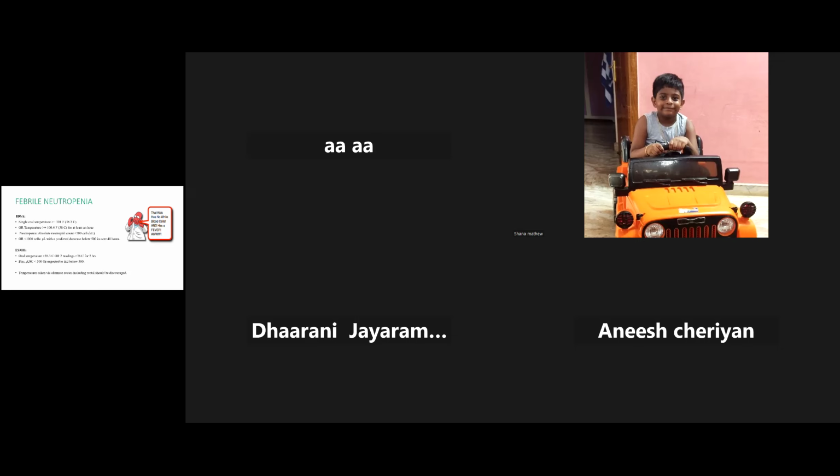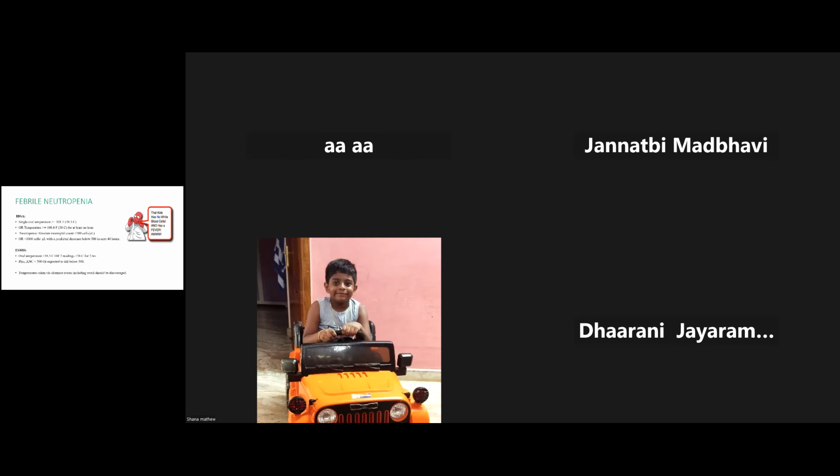Neutropenia, either an absolute neutrophil count of less than 500 or less than 1000 with a predicted decrease below 500 in next 48 hours. ESMO guideline says an oral temperature of same 38.3 or 2 readings more than 38 for 2 hours, along with the ANC of less than 500 or expected to fall below 500. Temperatures taken via alternate routes, including rectal, should be discouraged as the children are neutropenic and it will introduce the risk of infection.